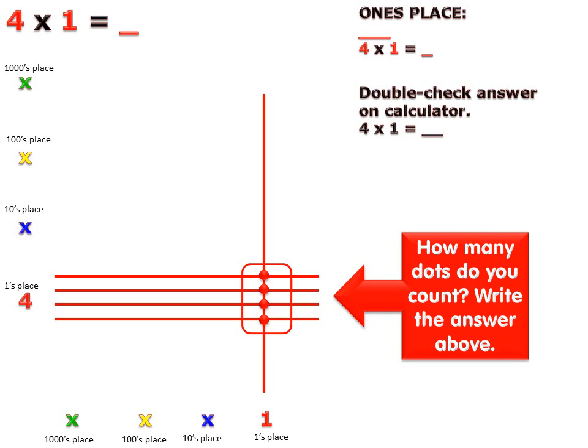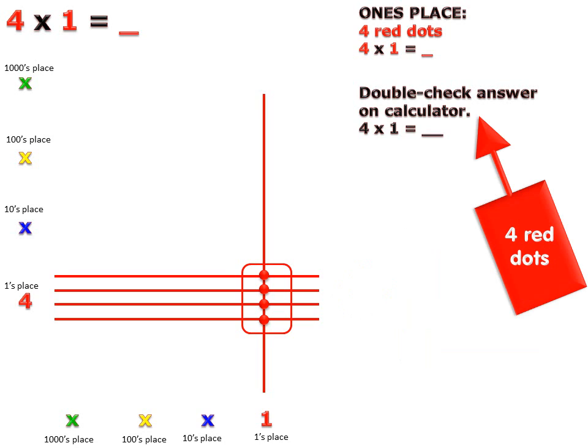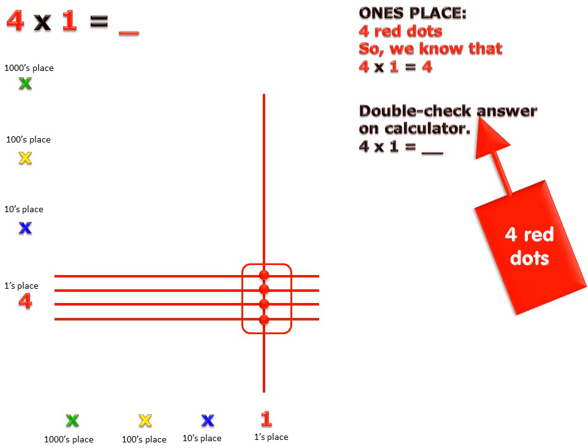How many dots do you count? Write the answer above. 4 red dots. So we know that 4 times 1 equals 4.